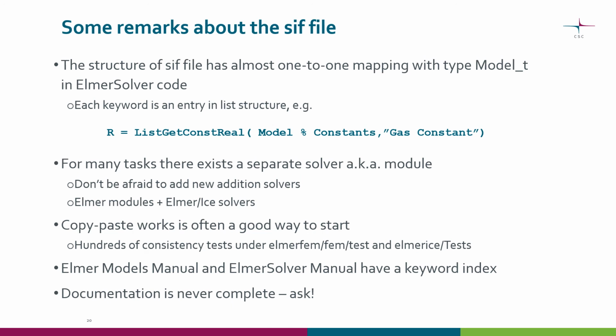The Elmer models manual and the ElmerSolver manual have a keyword index. So if you don't know what keywords mean, then you can check those hopefully in the keyword index. And also if you don't know what keywords you need, these are good places to check what keyword a specific module needs.